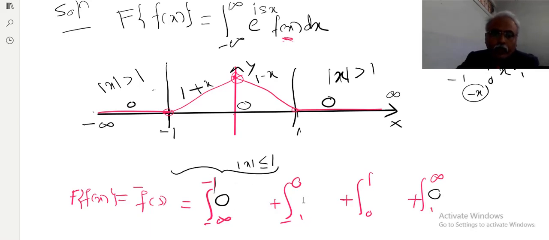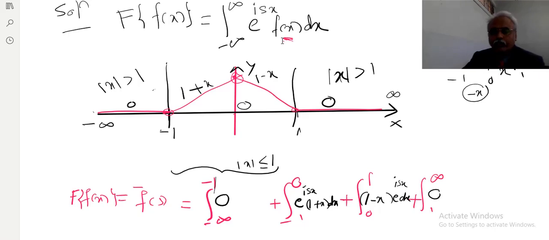And when I come to minus 1 to 0, f of x is 1 plus x. So I have to replace f of x by 1 plus x and write e raised to isx times 1 plus x dx. Similarly, in the range 0 to 1, f of x is 1 minus x, so I write 1 minus x into e raised to isx dx.